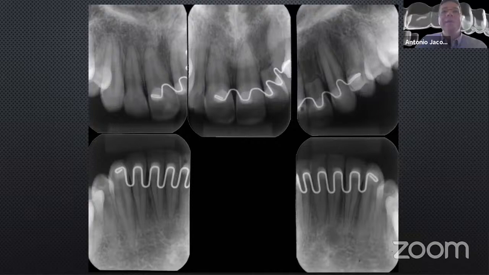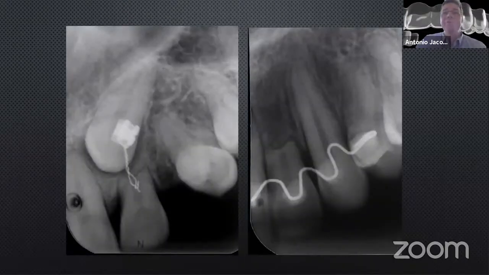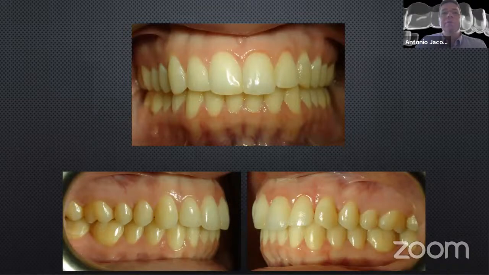So it's just interesting to see that even teeth with this majority of resorption can be stable long term in the mouth of this patient. So this is the beginning and this is the end of the treatment, and she's doing well until now. Okay.